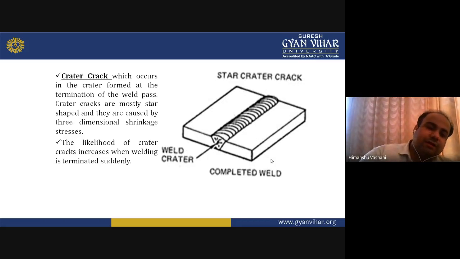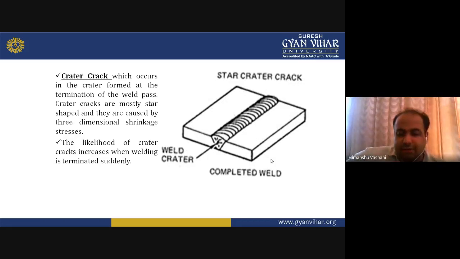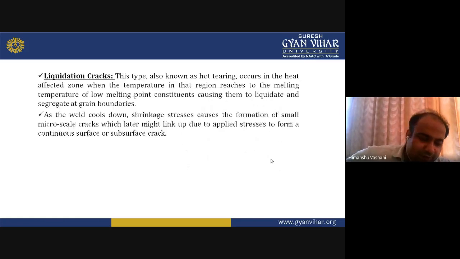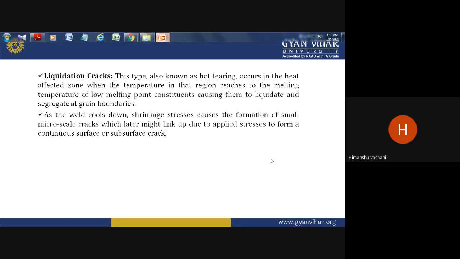Okay, so this is kind of a crater crack. Crater means normally a star-shaped kind of crack that appears on the welded bone. Liquation cracks, you all know, is also known as hot tearing. It occurs in the heat affected zone when the temperature in that region reaches a melting point, causing low melting point constituents to liquidate and segregate at grain boundaries.